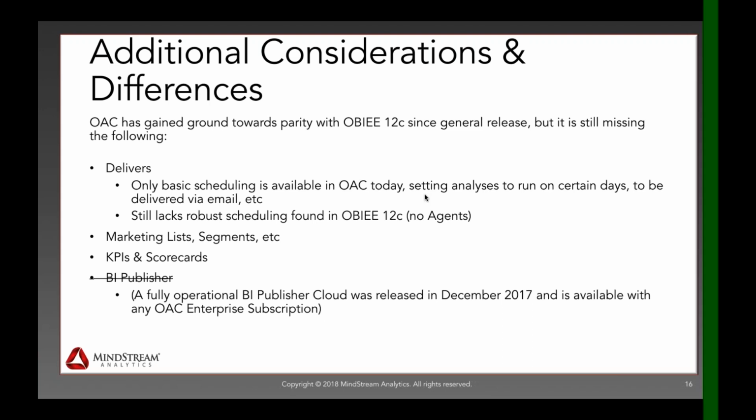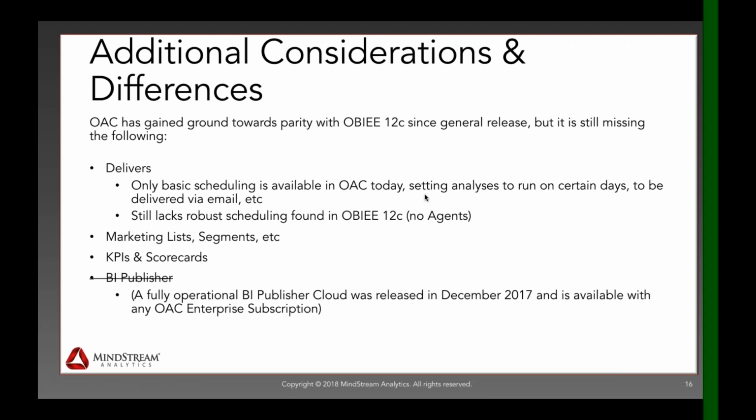OBIEE on-premise also has built-in features that are primarily aimed at an integration with marketing tools that can generate marketing lists and segments. Those are not part of OAC, and neither are the pre-built forms to build out KPIs and scorecards that you can find in OBIEE. Now, obviously, with using visualizations and things, there are ways to get that functionality roundabout, but there's not the shortcut, for lack of a better description, the wizard type of way of getting to a KPI or scorecard in OAC yet.